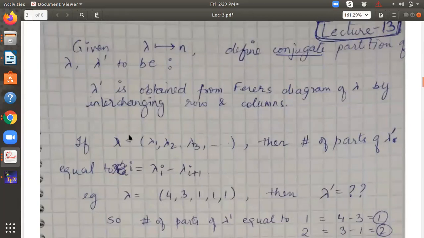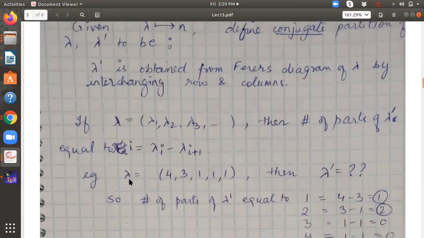What it really says is that if lambda is lambda_1, lambda_2, lambda_3, and so on, then the number of parts of lambda prime which are equal to i is exactly lambda_i minus lambda_{i+1}, because in exactly that many places this i would survive, and in other places it would become 0.